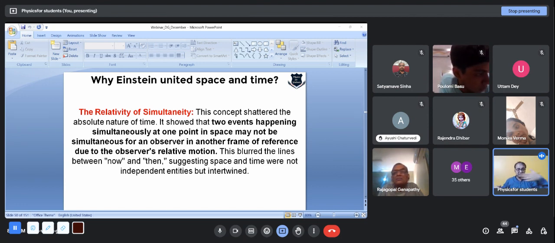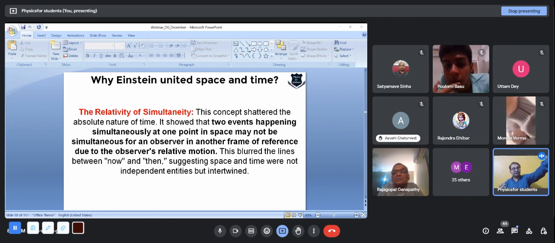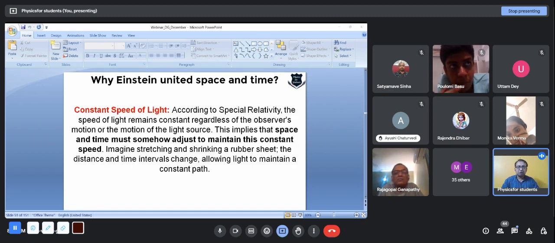If the speed of light is absolutely constant, then I am observing the light coming, like the experiment on the train, where the person sees the light first and then it hits. That means it is the same light; it appears different only because the speed or the frames of reference are different. Then it is foolish to make space different, because space is not different, it is only relative to each other. So the constancy of the speed of light tells us that space and time must somehow adjust. Imagine stretching and shrinking, like a rubber sheet, where distance and time intervals change and it maintains a constant path.